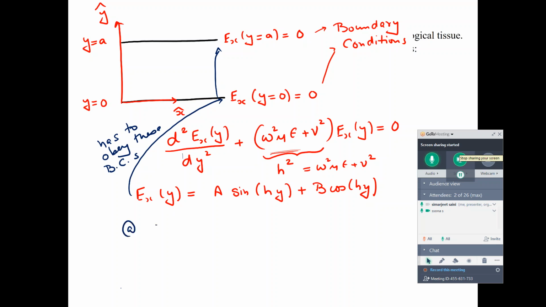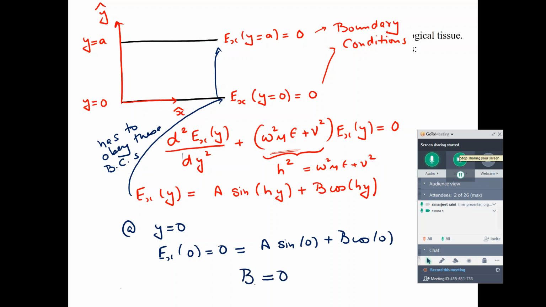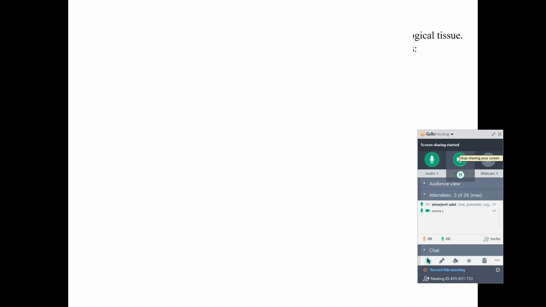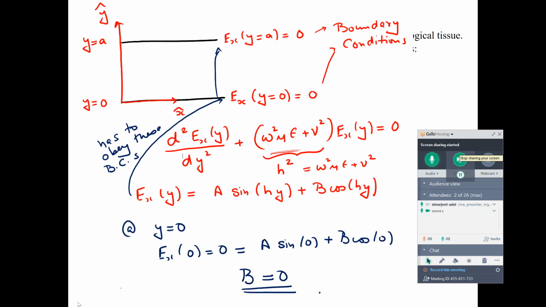At y is equal to 0, my function has to be 0. So Ex at y is equal to 0 has to be 0, which is a sine of 0 plus b cos of 0. A sine of 0 is just 0, but b cos of 0 is b, which tells me b is equal to 0. That this cos form cannot exist. There cannot be a cos form.